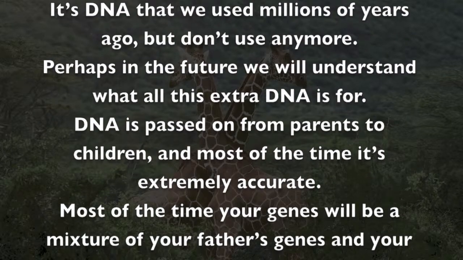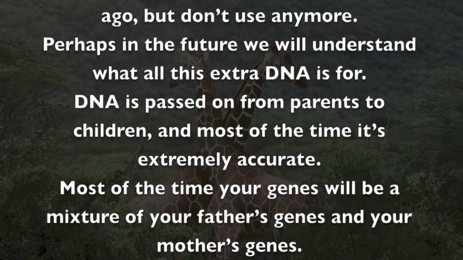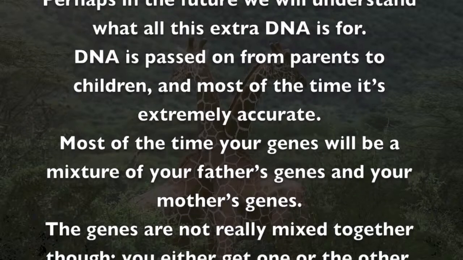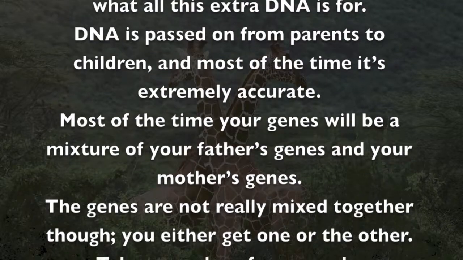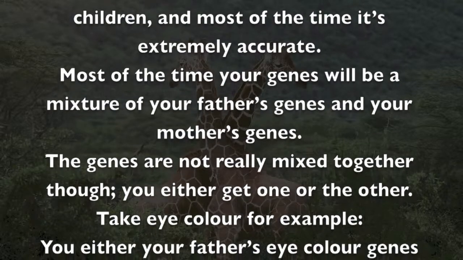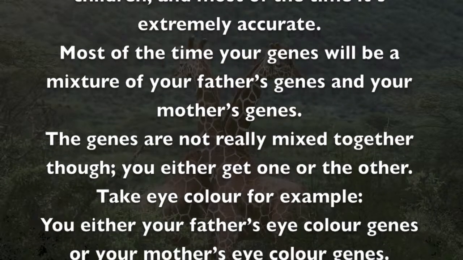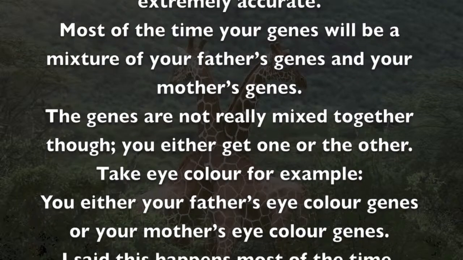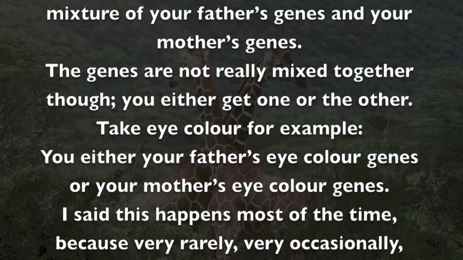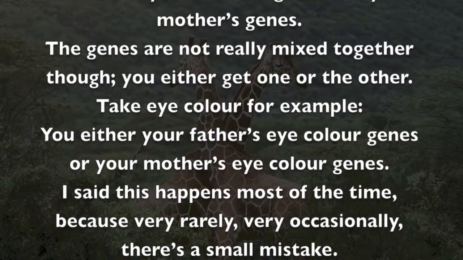DNA is passed on from parents to children, and most of the time it's extremely accurate. Most of the time your genes will be a mixture of your father's genes and your mother's genes. The genes are not really mixed together though. You either get one or the other. Take eye colour for example. You either get your father's eye colour genes or your mother's eye colour genes.